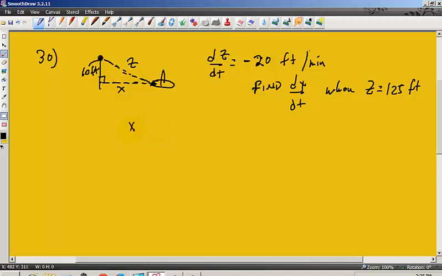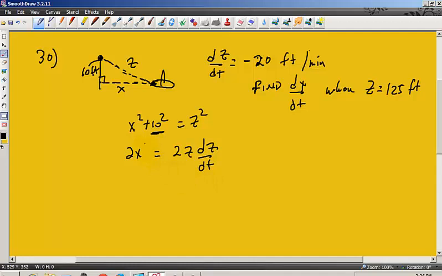Pythagorean Theorem. X squared plus 10 squared is equal to z squared. If we take the derivative of this, we're going to get a dx/dt, dz/dt, so we don't need to manipulate anything. We can take the derivative as is. So we're going to have a 2x, plus the derivative of that. And what is the derivative of that? Don't tell me it's 2 times 10. Thank you. 0. Okay, 2z dz/dt.